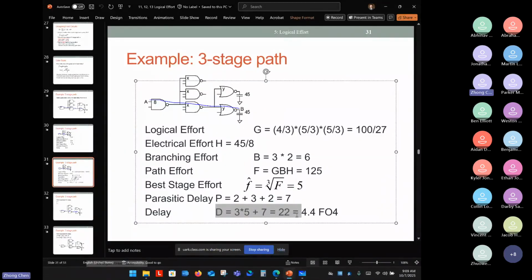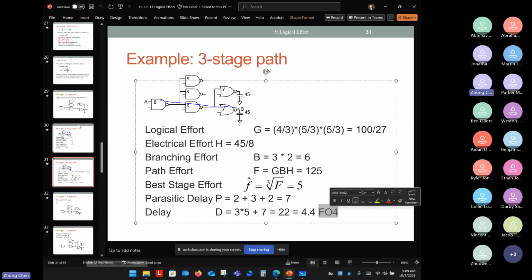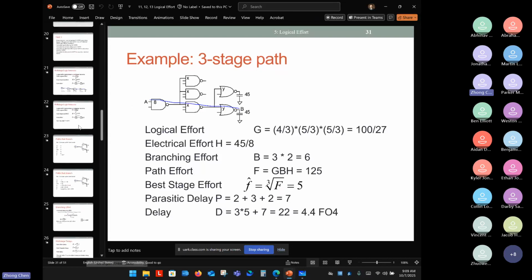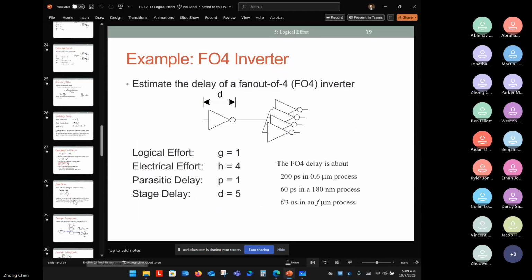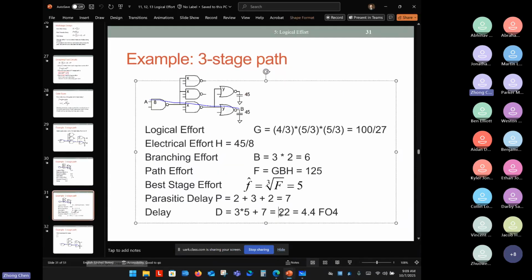And then the minimum delay time uses that very important equation: N times F to the power of 1/n, plus P. The number of stages is 3, and the best stage effort we can calculate from here. Small f is 5, and then you get 22. Compared to the fan-out of 4 inverter, FO4 means one inverter driving 4 inverters, which we discussed in the last class as well. It is kind of a standard block. You can calculate the stage delay as well. So with this method, you should be able to calculate the minimum delay time.